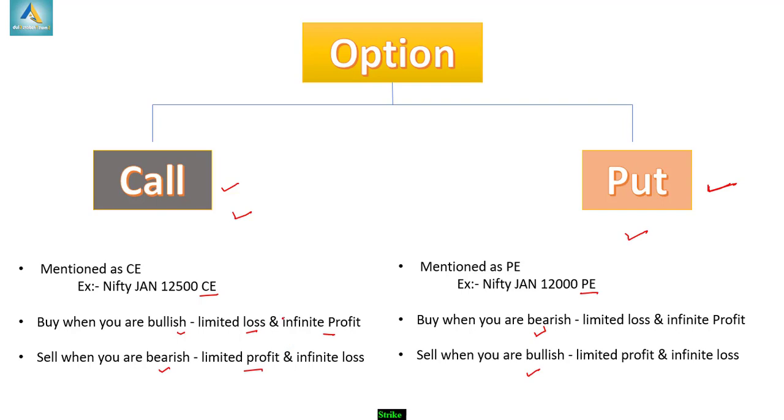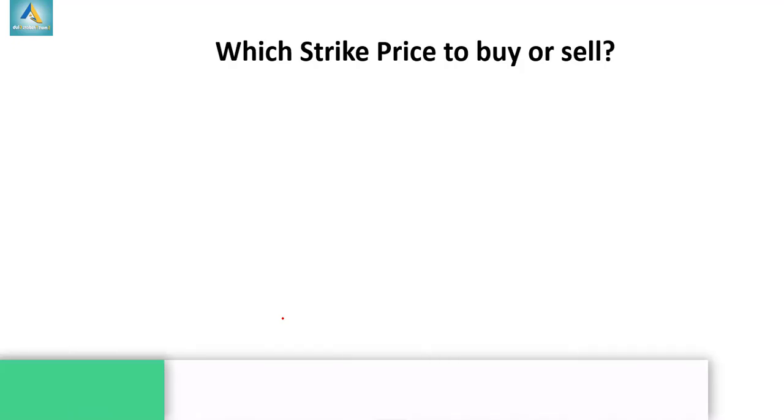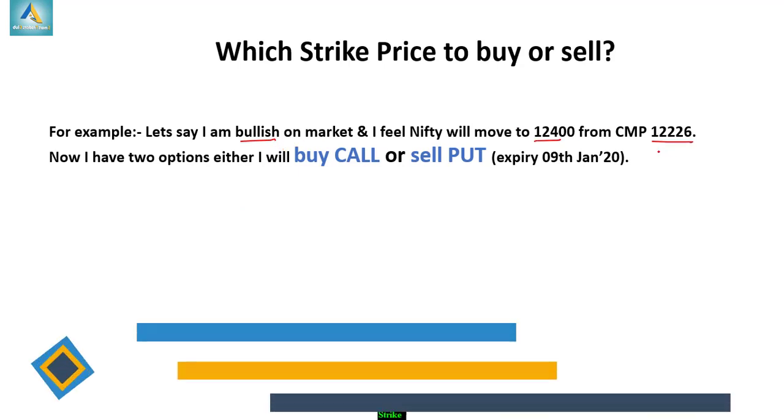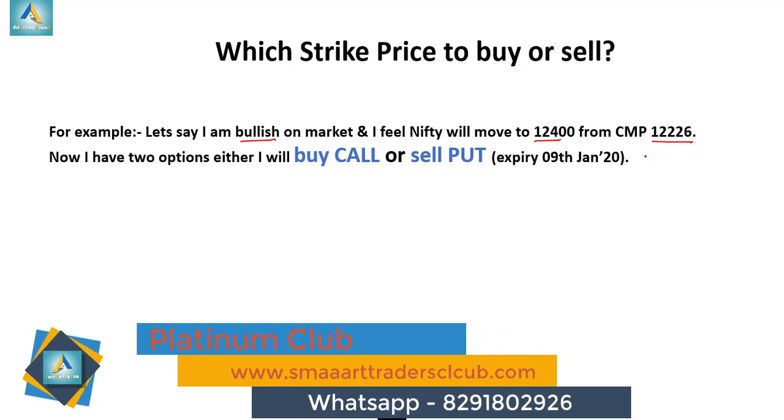Let's move to the main content of today's video, which is selecting the right strike price. So how to select it? I'm just taking an example here. Let's say I'm bullish on the market and I feel Nifty will move from 12,400 to 12,226, and in that case I have two options: either I can buy a call option or I can sell a put option.